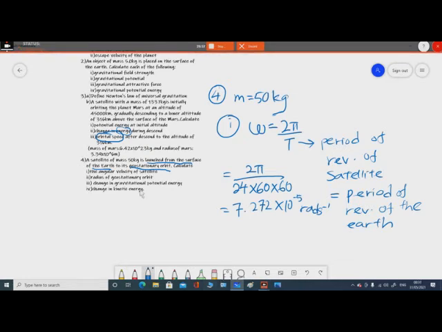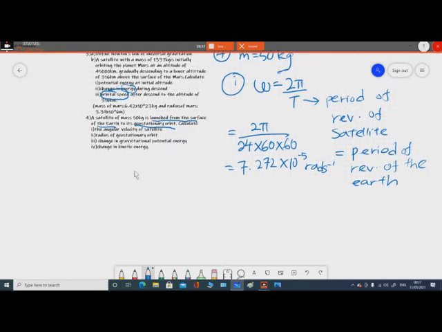Next we find the radius of the geostationary orbit. In order to find it, the formula I wrote in the previous question is now applicable. So GMm over r squared equals m r omega squared. The m will be cancelled, leaving r cubed omega squared equals GM.